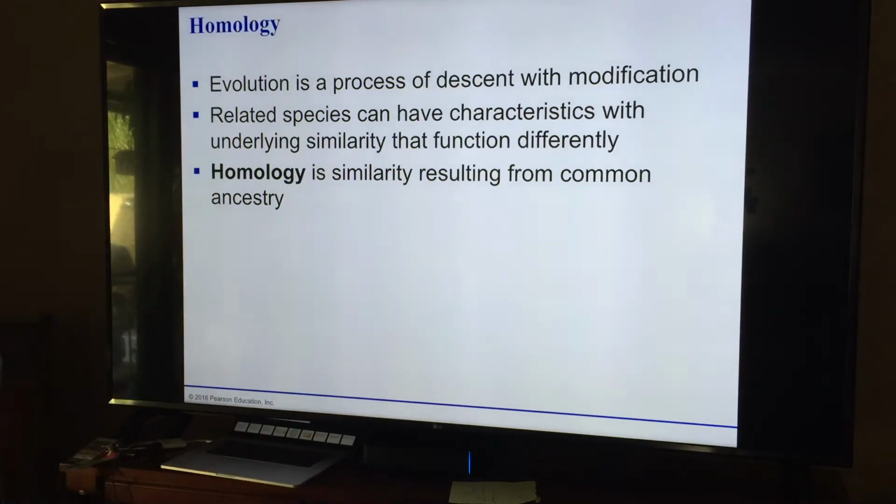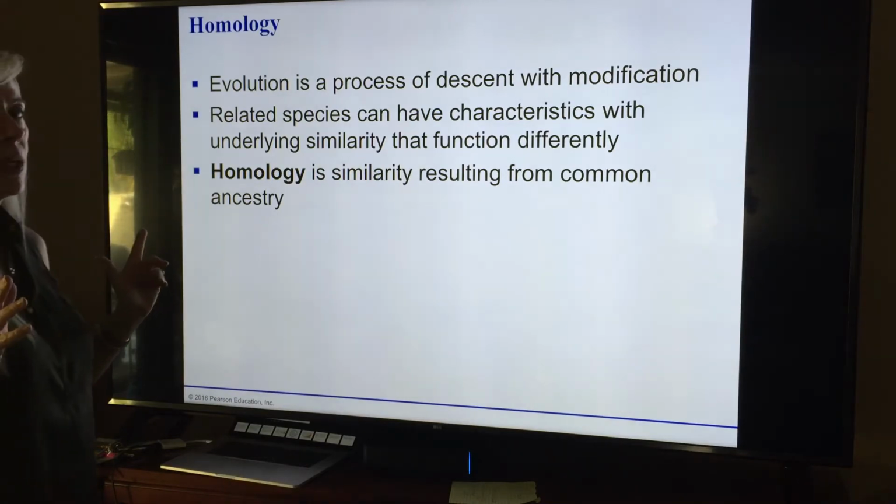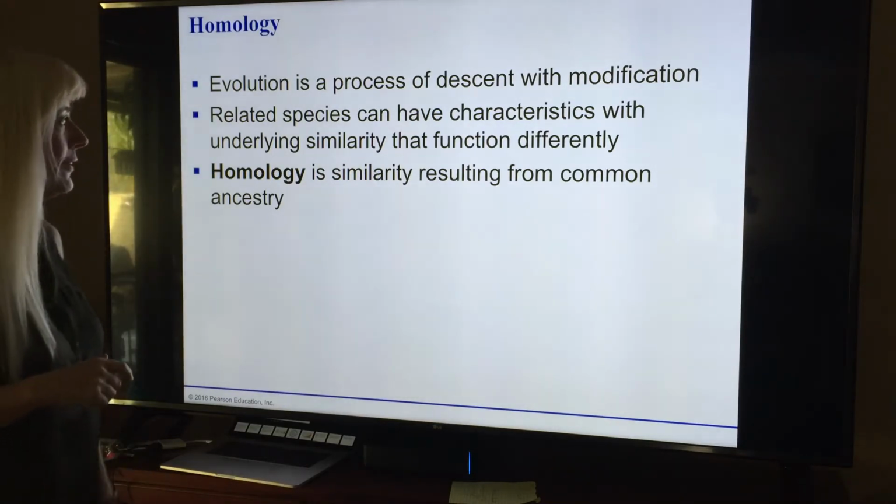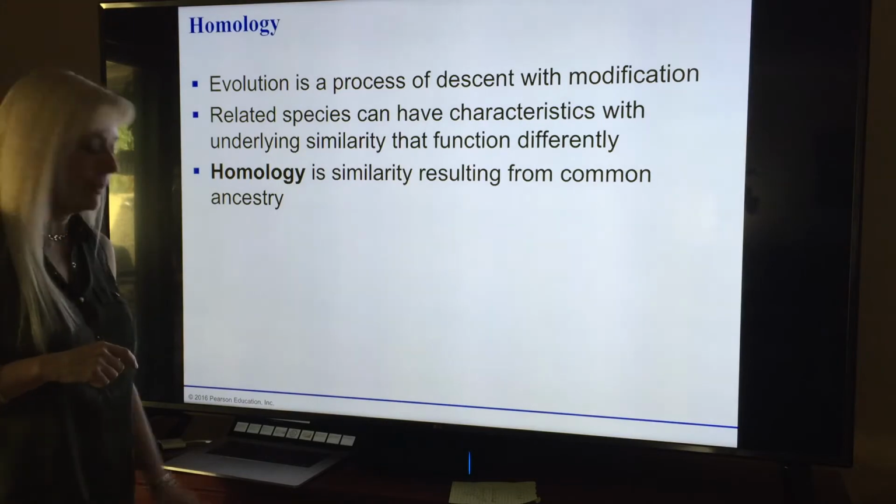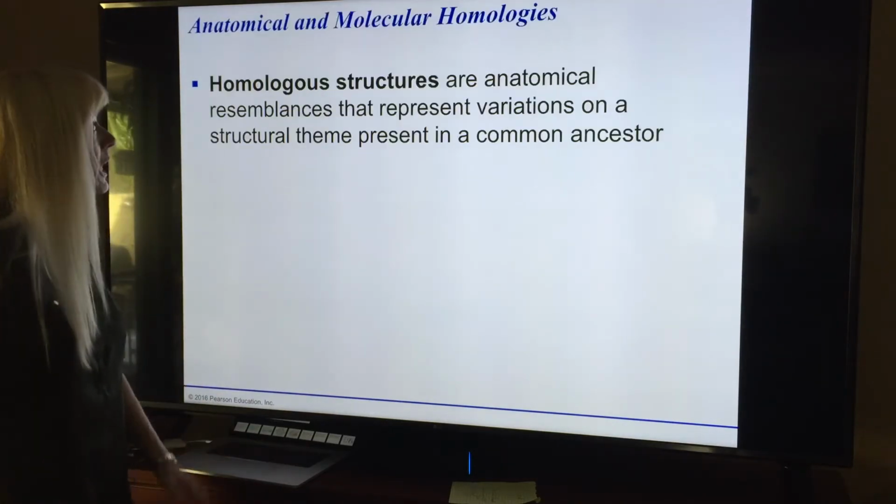So it's a process of descent with modification, just like Darwin said way back in the day. Related species can have characteristics with underlying similarities that function differently. Homology. This is one of those important concepts. Homology is similarities resulting from common ancestry. Things we have in common.